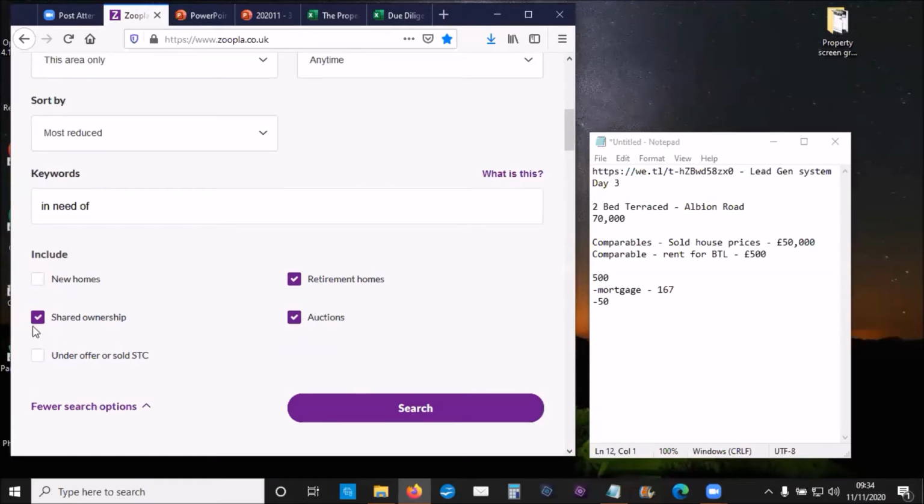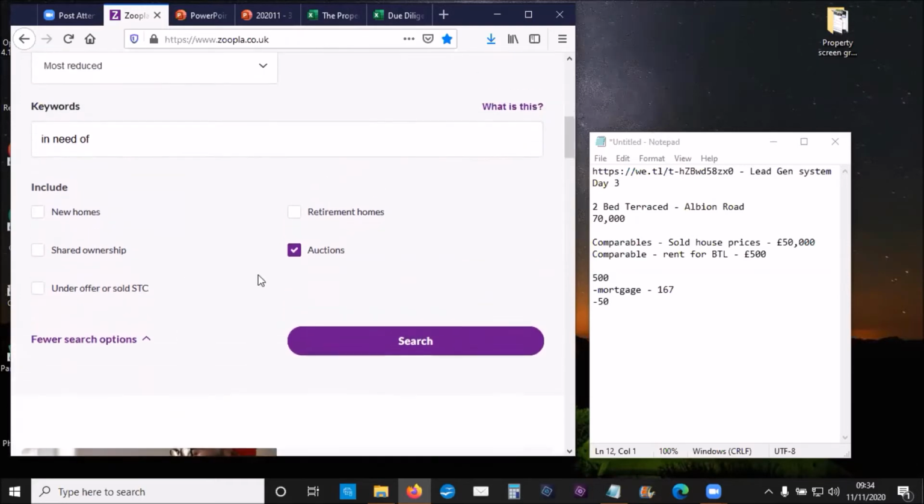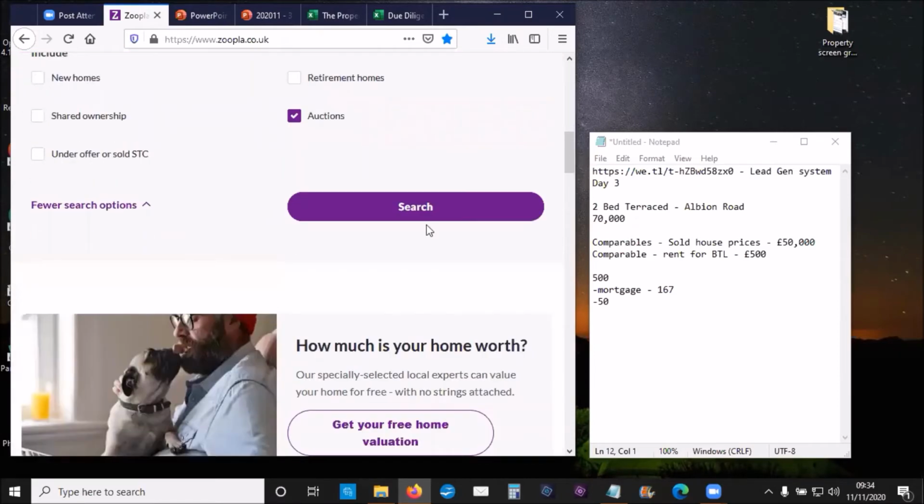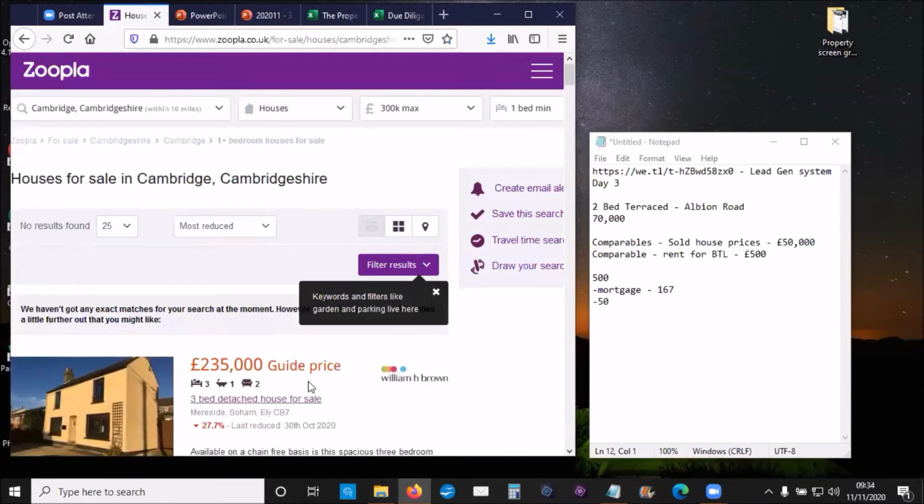I don't want any new homes. I don't want shared ownership. I don't want retirement homes. Okay, are there any filters that we need to type in here? Okay, I'm gonna search. Click the search button.